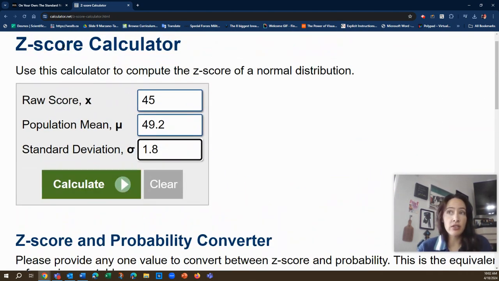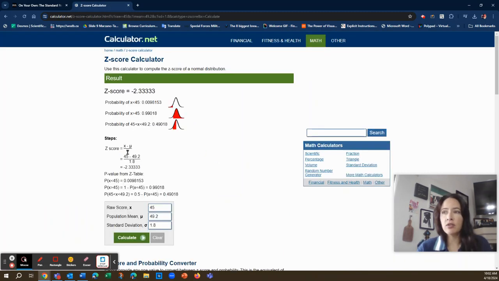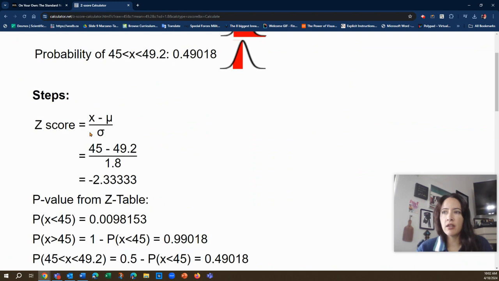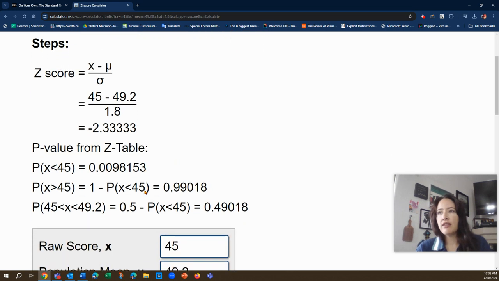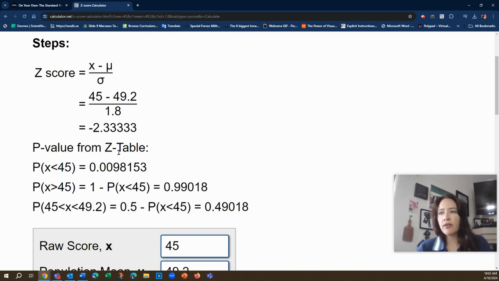They're basically going to use the same formula, only they're going to do it for us. Cool. So there it is. See, there's the formula: the raw data point minus the mean, divided by the standard deviation. Then they give us what we're looking for, the p-value from a z-table. So the value, this is it right here.